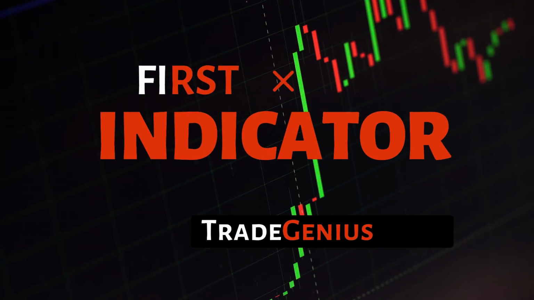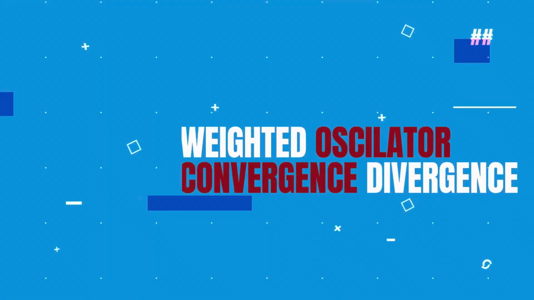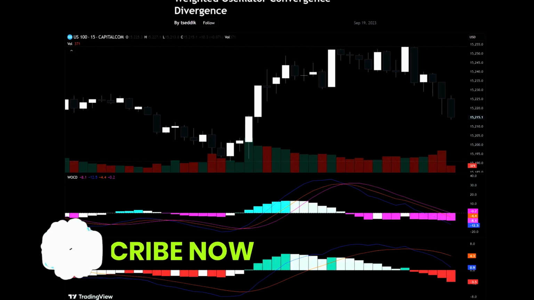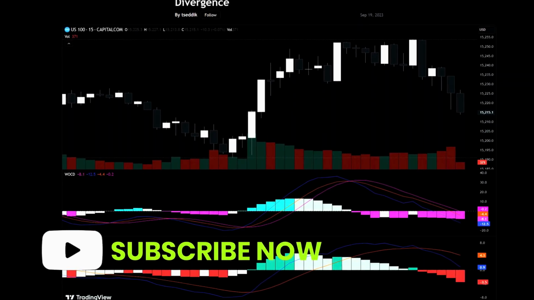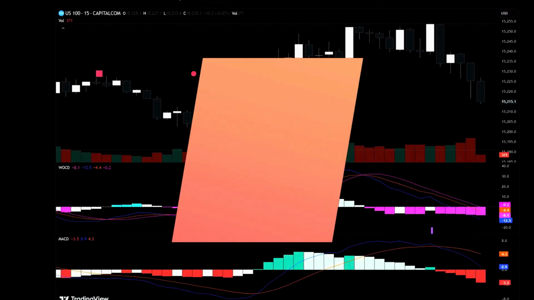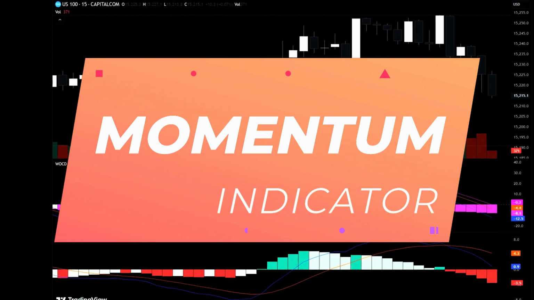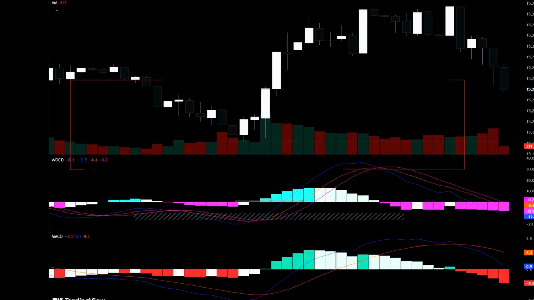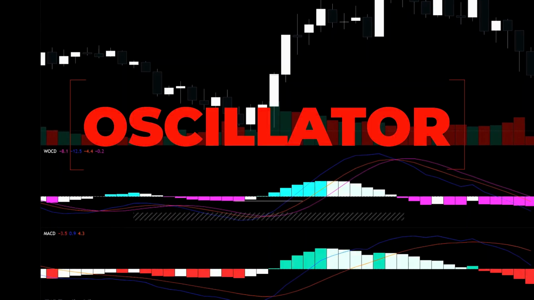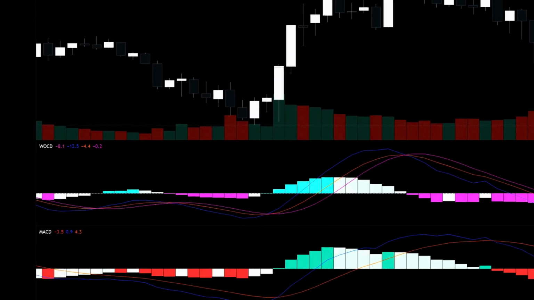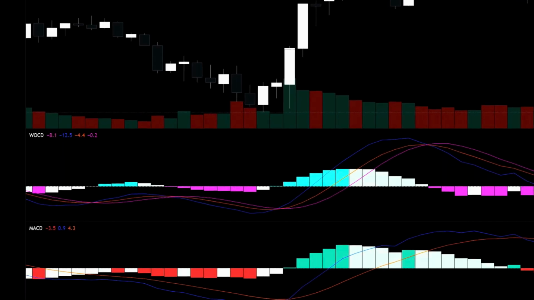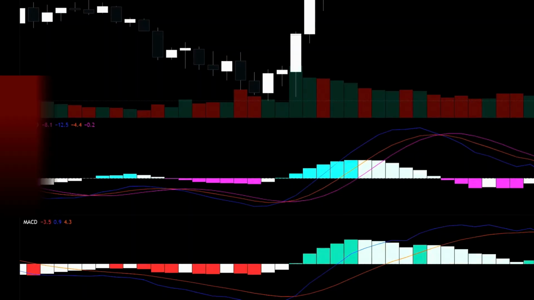Great. The first indicator we're going to explore is called Weighted Oscillator Convergence Divergence, or WOCD. This tool is fantastic for identifying trends and potential reversal points in the market. What's the Weighted Oscillator Convergence Divergence? The WOCD is a momentum indicator that helps you spot the strength and direction of a trend. It combines elements of both the weighted moving average (WMA) and the oscillator to give you a clear picture of market momentum. Essentially, it helps you understand when a trend is gaining or losing momentum, which is crucial for making informed trading decisions.